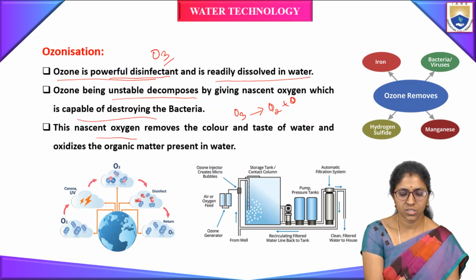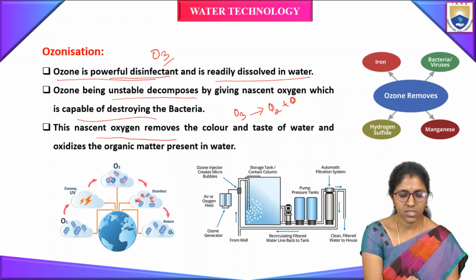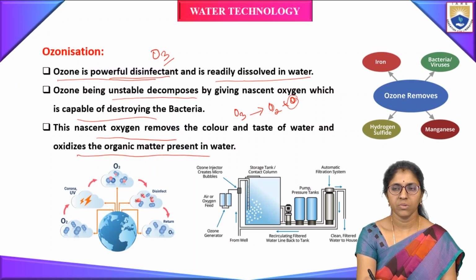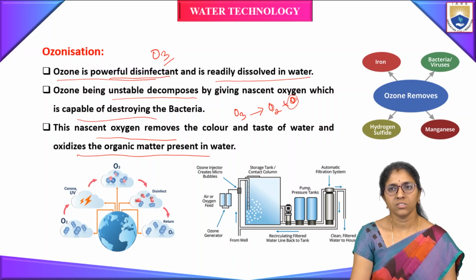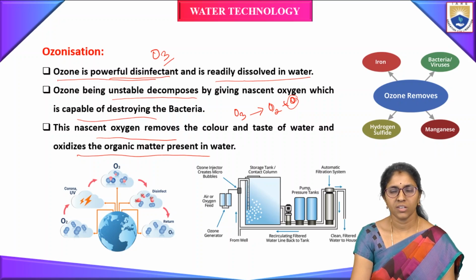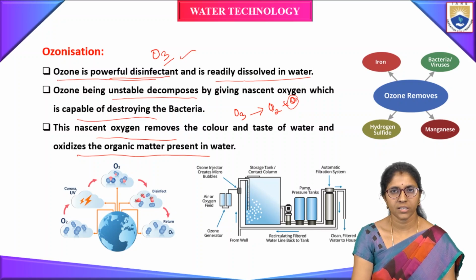The nascent oxygen removes the color and taste of water and oxidizes the organic matter present in the water. So this elemental oxygen, nascent oxygen, is used for the oxidation of organic matter present in water, and also for killing bacteria and microorganisms present in water. So this acts as a powerful disinfectant as well as an oxidizing agent because it is unstable and will form nascent oxygen.